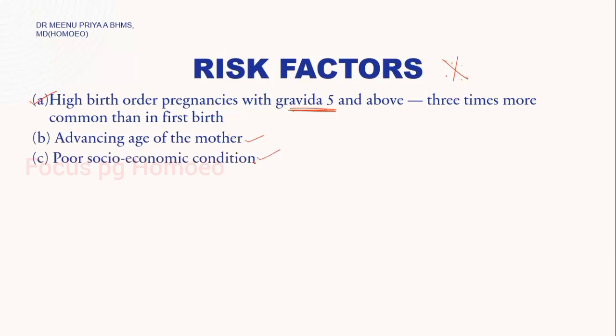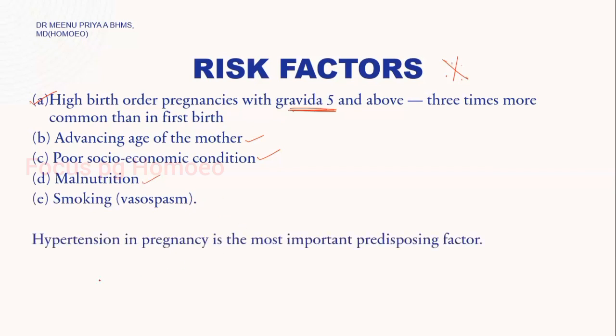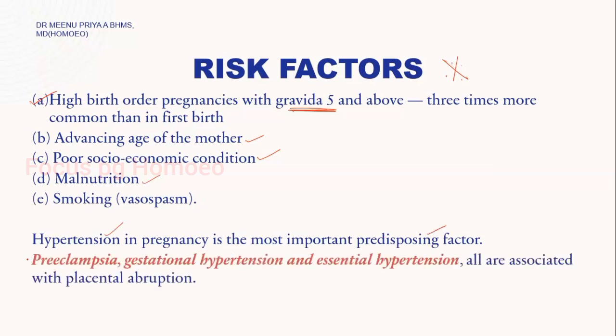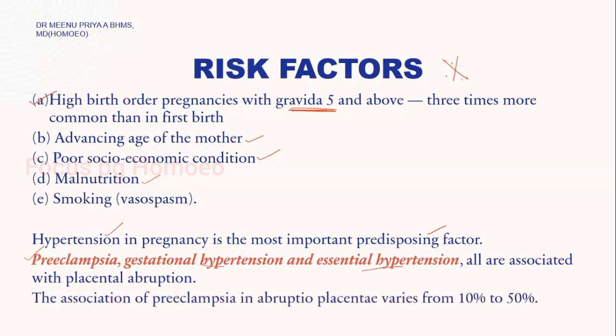This was not there in placenta previa, whereas in abruptio placenta, this is one of the risk factors. And malnutrition, so poor nutrition is also one of the risk factors of abruptio placenta. Smoking, why? Because it will cause vasospasm and early separation of placenta. So that is one of the risk factors. Hypertension is also involved in pregnancy, the most important predisposing factor for abruptio placenta. Preeclampsia and gestational hypertension and essential hypertension are all associated with placental abruption.